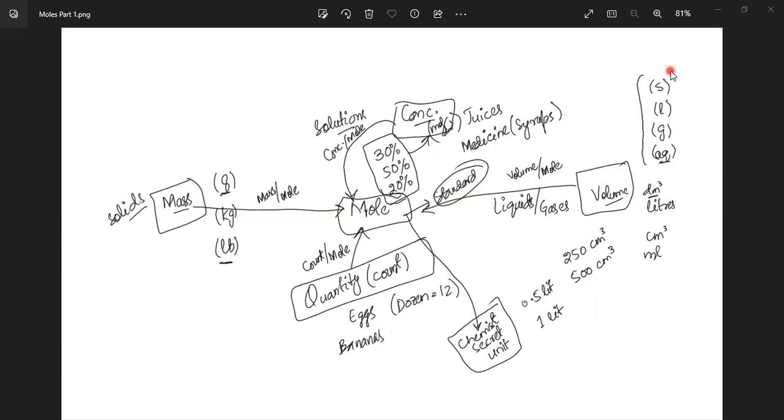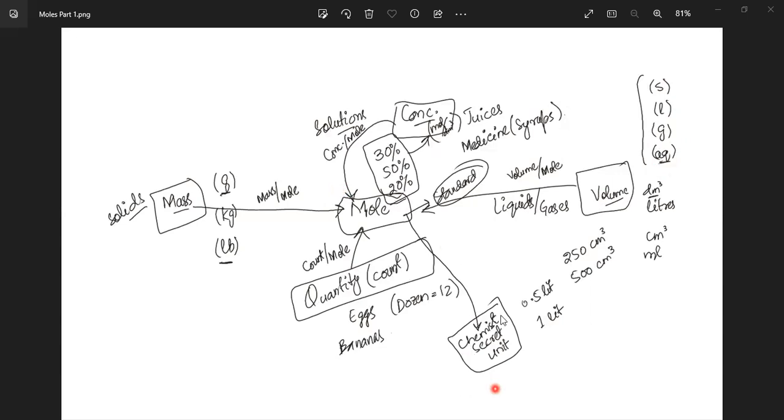There are four state symbols that we use in equations. S stands for solid, L stands for liquid, G stands for gas, and AQ stands for aqueous solution or solutions made in water. We are supposed to deal with as a chemist or being a chemistry person through the help of balanced chemical equations. So we need to be familiar with mole.